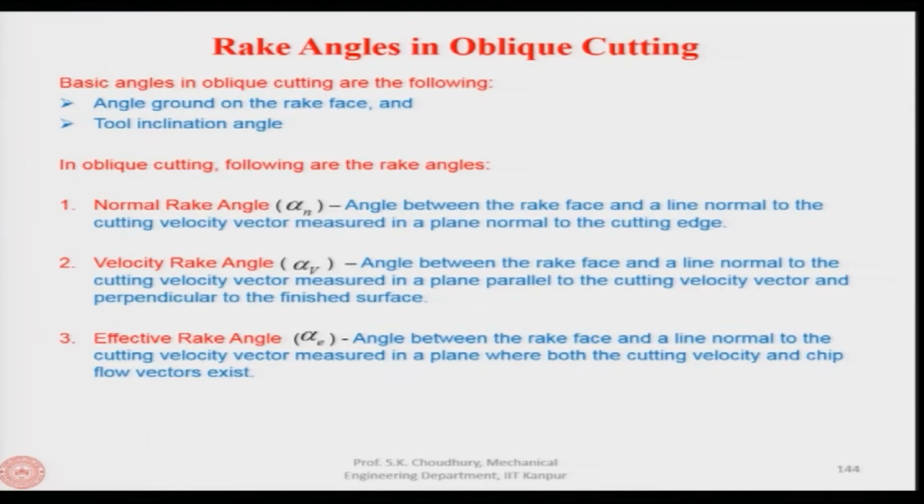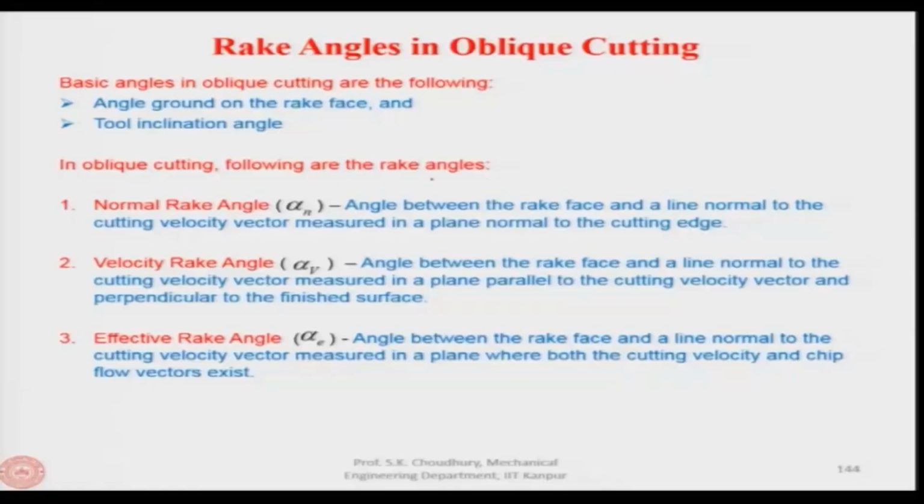The forces we have seen, now how the rake angles can be determined in case of the oblique cutting. Now, here what happens, the basic angles in oblique cutting are the angle ground on the rake face and the tool inclination angle. Now, since the tool is inclined with respect to the cutting velocity vector, therefore, the chip does not flow exactly perpendicular or normal to the cutting edge. It will flow to that side of the normal to the cutting edge where it will get less resistance to the flow, obviously.